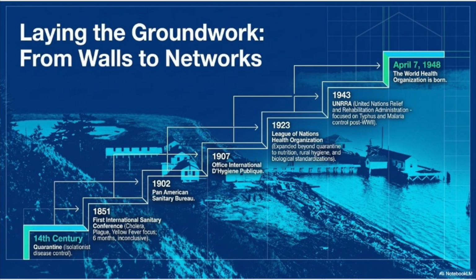International health has evolved over many centuries. During the 14th century, countries introduced quarantine measures to prevent the spread of plague through seaports. In the 19th century, increasing international trade and repeated epidemics of cholera, plague, and yellow fever led to the first International Sanitary Conference in Paris in 1851. This marked the beginning of organized international cooperation in disease control.